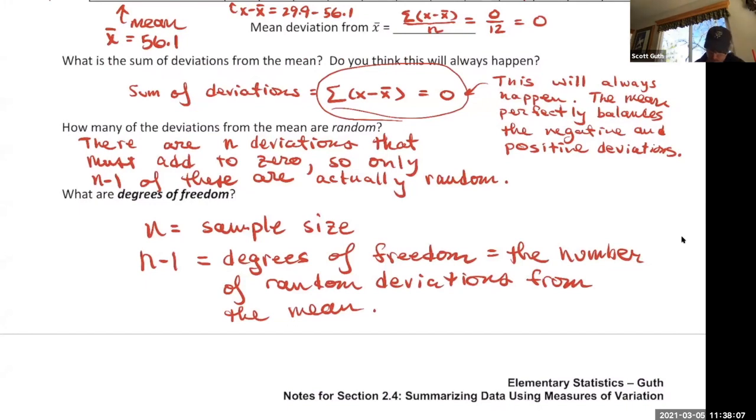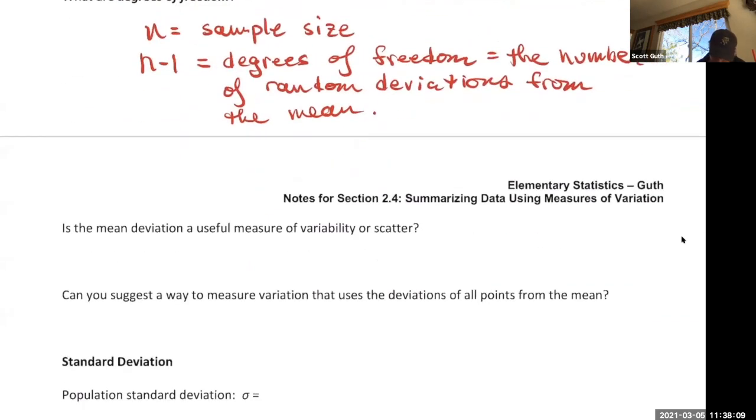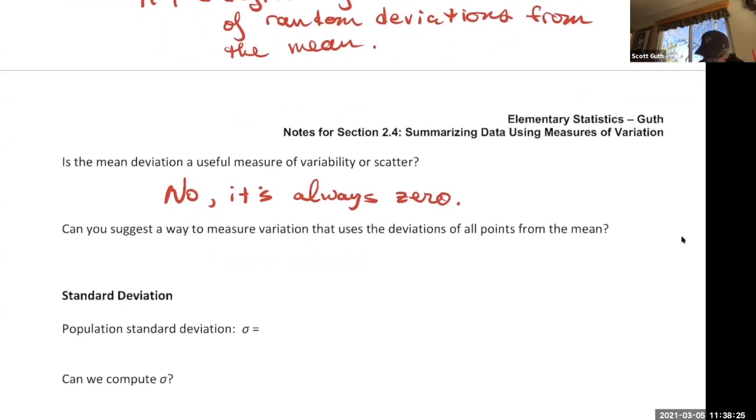Does it make sense to average deviations? The answer here is no. It's always 0. So it's not useful. So how could we measure variation that uses all the deviations and doesn't always come out to be 0, I guess is the point here. And that is that we need to make the deviations positive. You can use absolute value or you can square them.